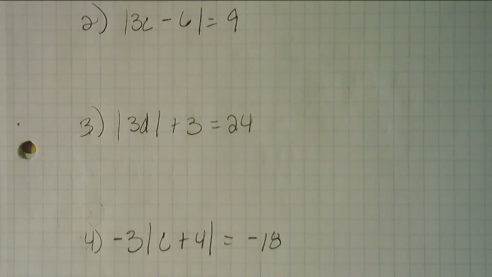Remember, the overall goal here is you've got to get the absolute value part completely alone. That is your goal. And then you split it. Whether you just have a variable in the parentheses or you have a variable expression in the parentheses, your goal is still the same. Get that absolute value part completely alone, and then you split it. You can't do anything to anything inside that absolute value until after you split it.